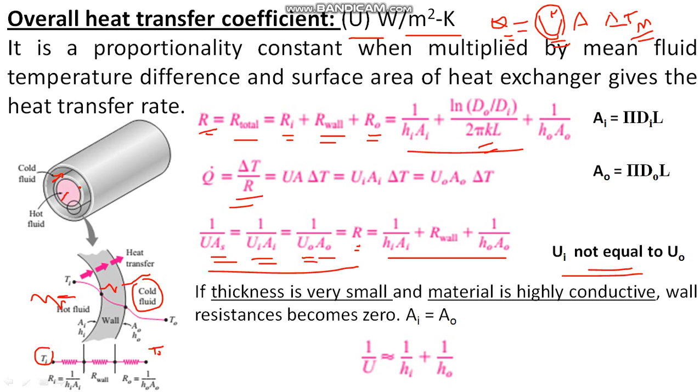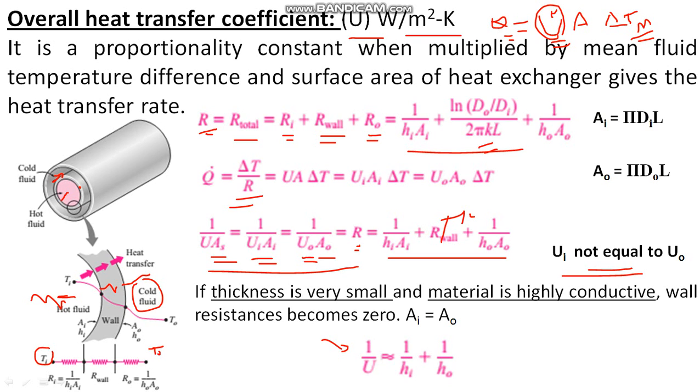Suppose the thickness of the pipe is very small and the metal is highly conductive, like copper. Then what can you do? Very small thickness means A i is equal to A naught, correct? So these two will cancel automatically. And the wall resistance will be low because it is highly conductive, so that term becomes 0, correct? In this case it reduces to this one.